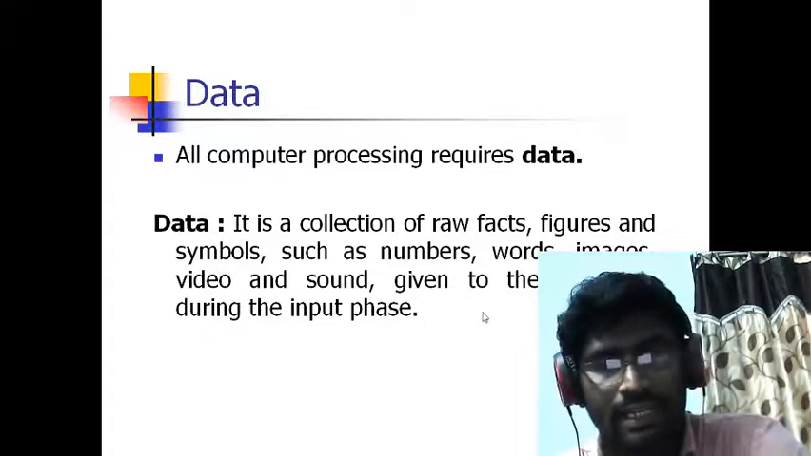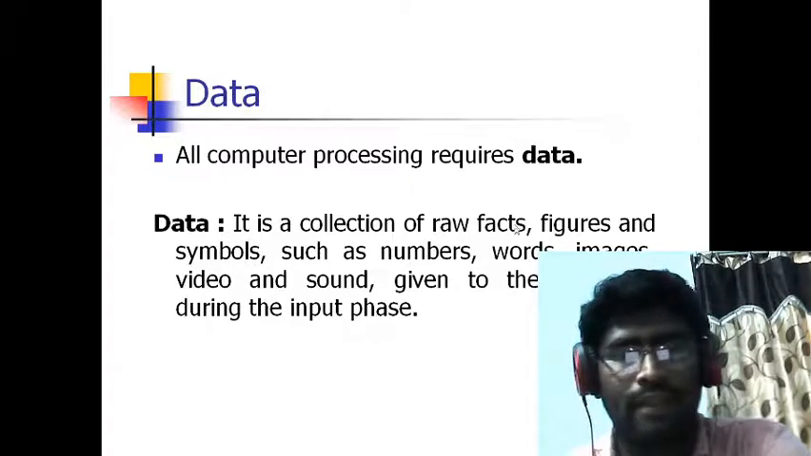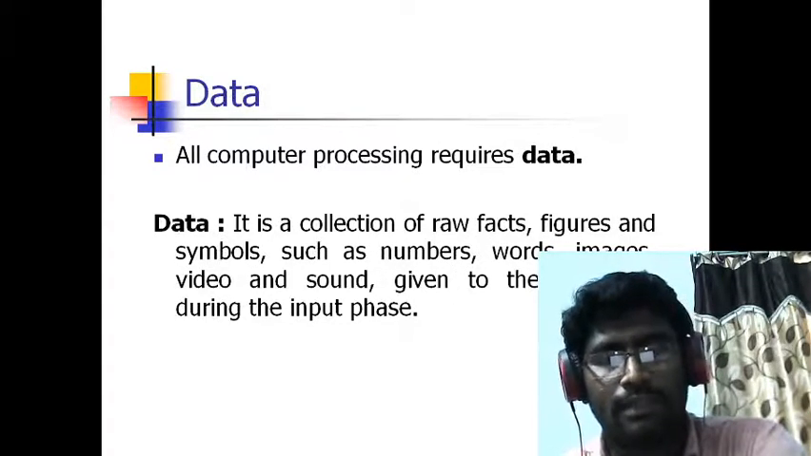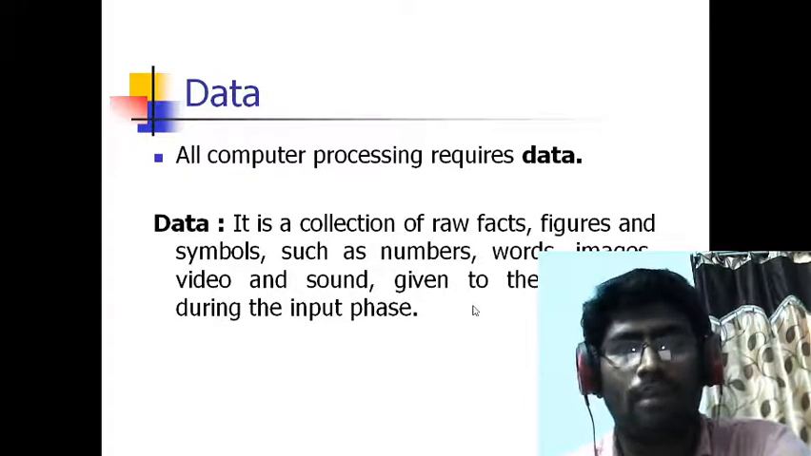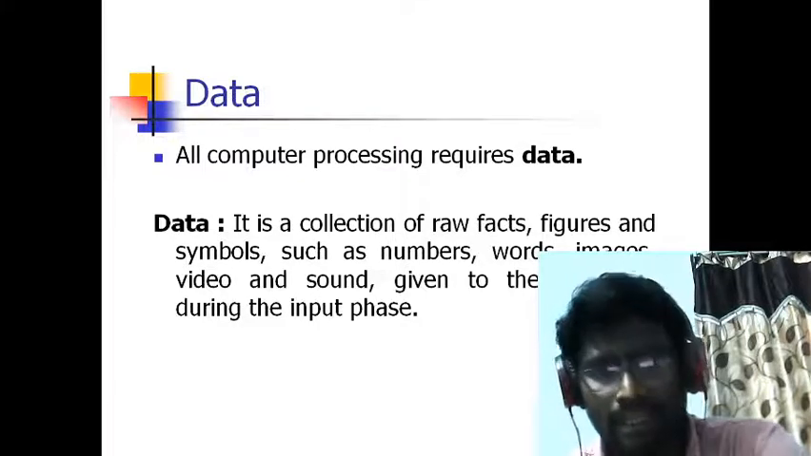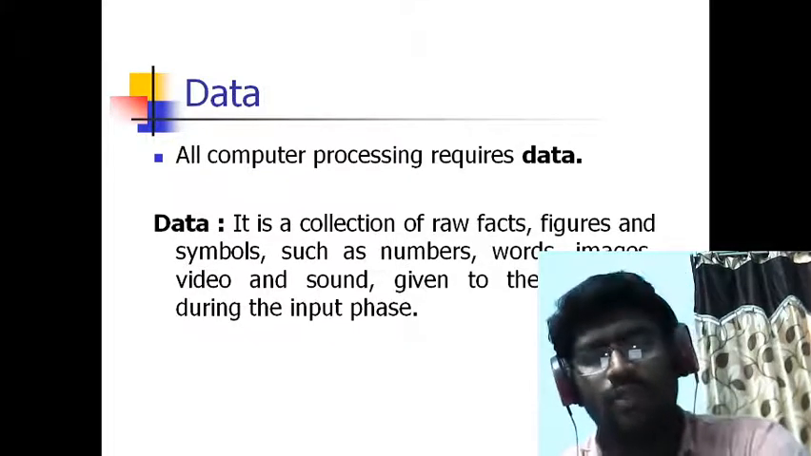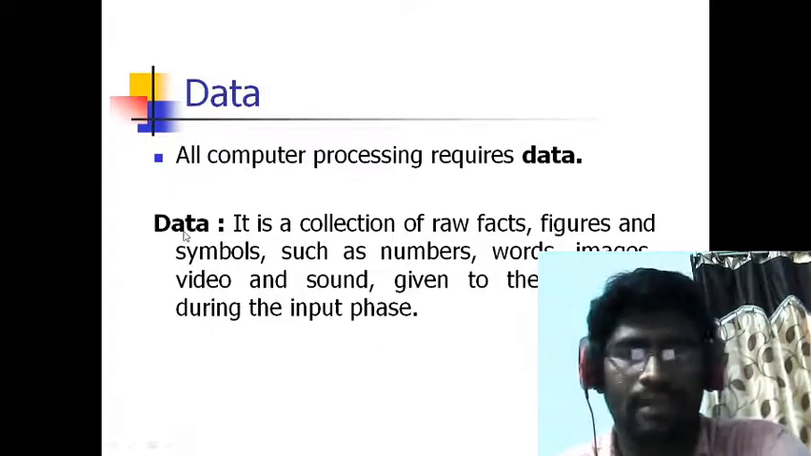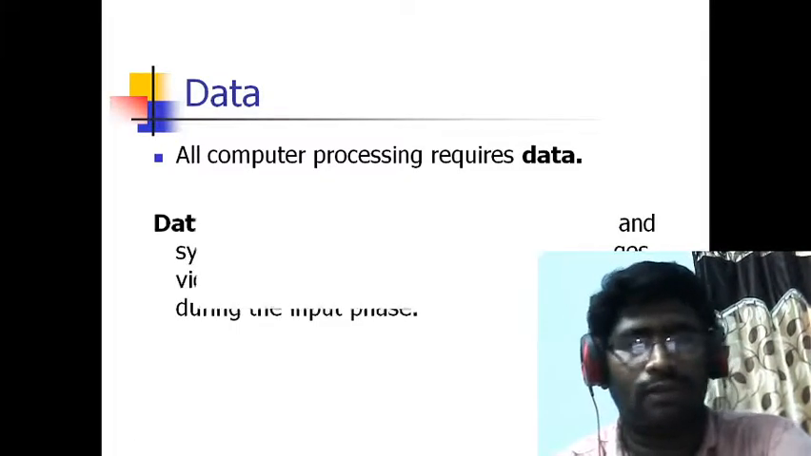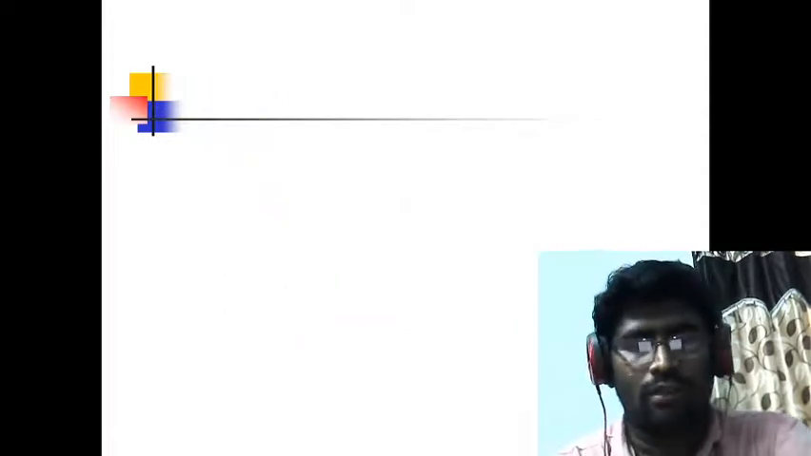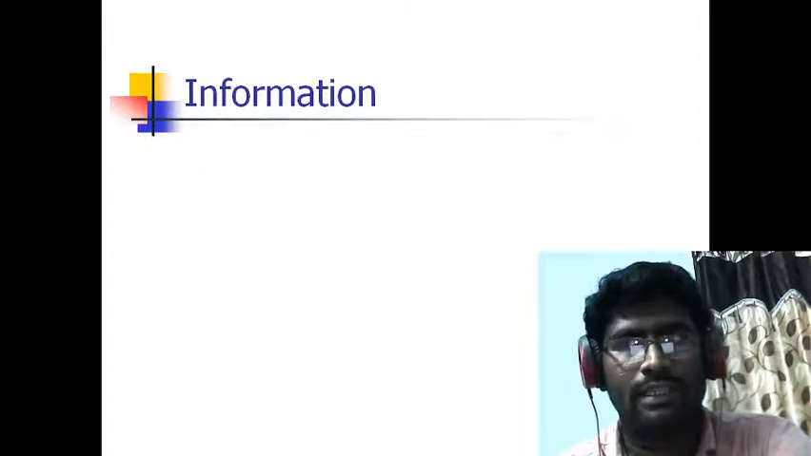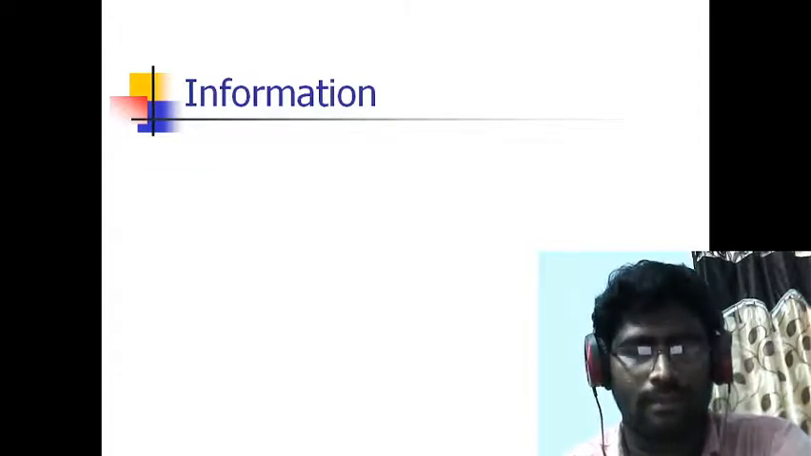If I have some raw material, or some raw facts like symbols, numbers, and words, which are in an unorganized form, or which are meaningless, that particular thing can be called data. And we'll also come to know the meaning of information here. Unlike information, data is a raw material in an unorganized manner.